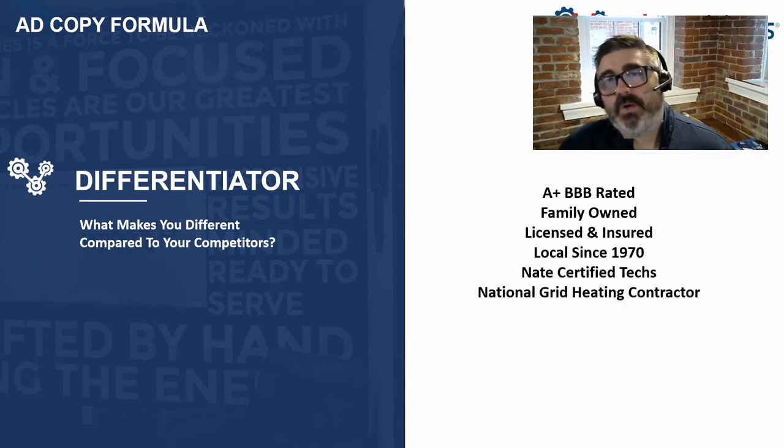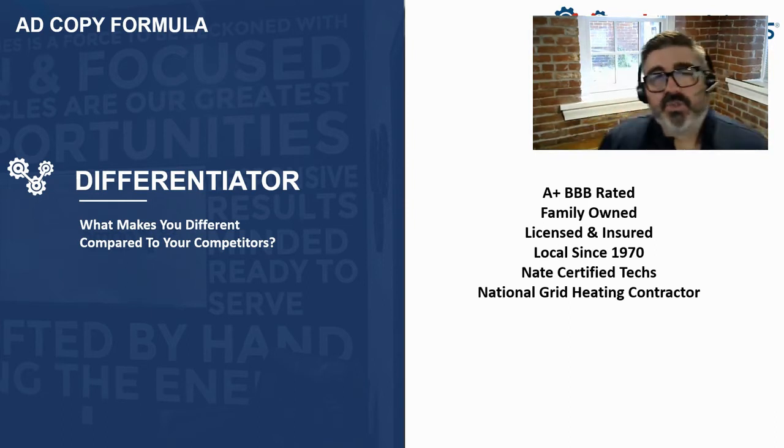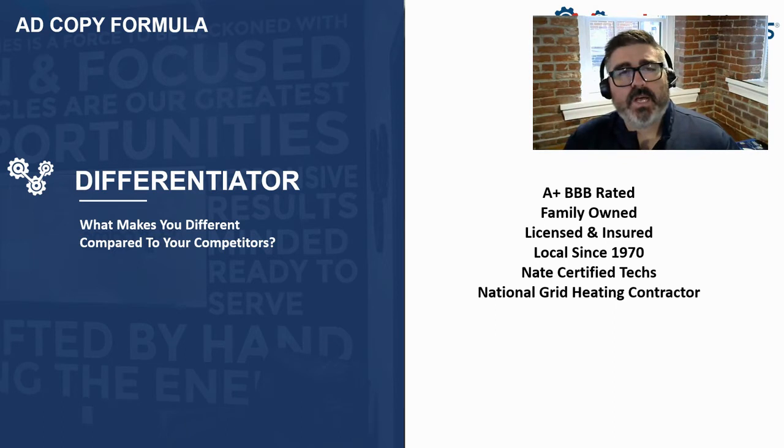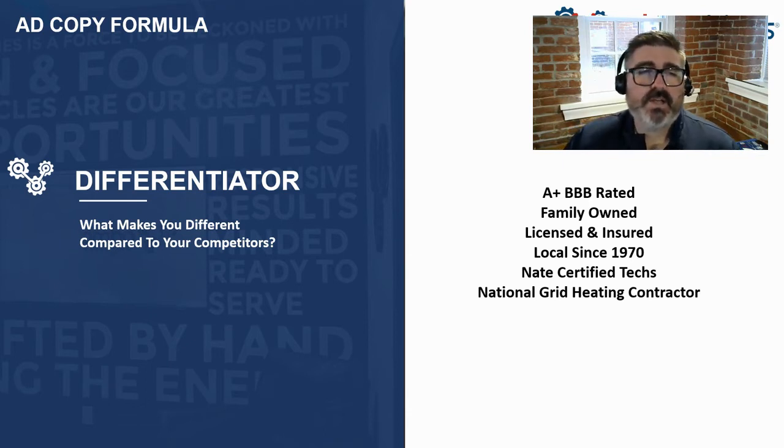It could be A plus BBB rated, and these are just stock things that you could probably associate your business with. Family owned, licensed and insured, local since 1970, NATE certified technicians, national grid heating contractor. Specialized training is a big differentiator. Special insurance could be a differentiator. This has to answer the question, how are you different compared to everybody else? What's special and unique about your business? And that's something that should come pretty easy to you.